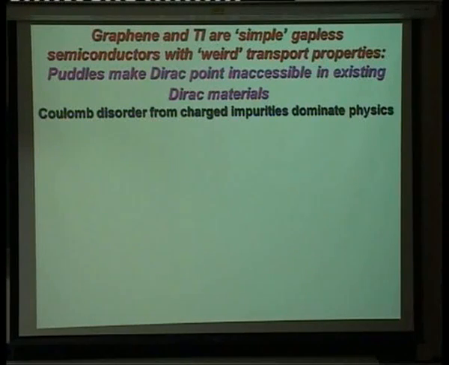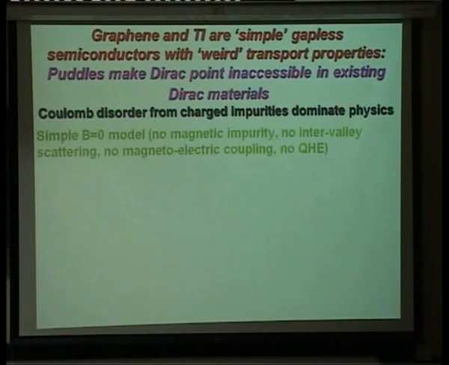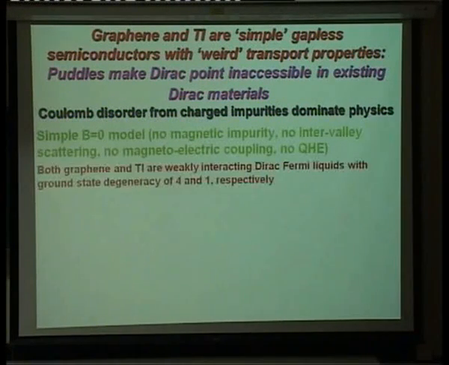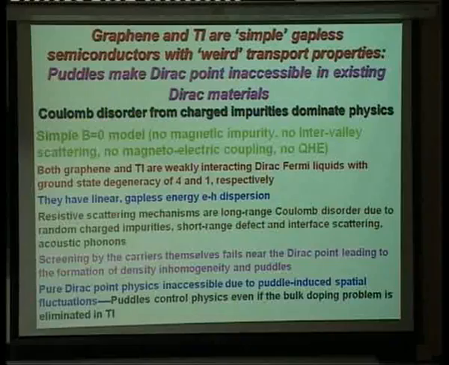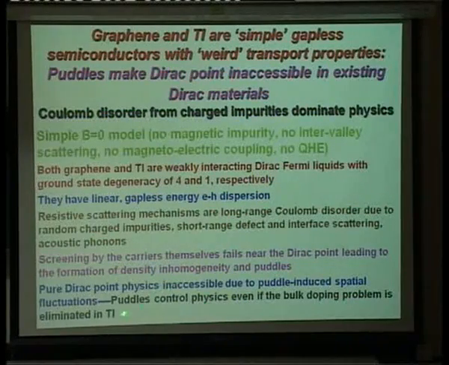And I'll show that this physics plays a very important role at low density, and I personally believe the Dirac point is inaccessible right now. I'm going to explain what I mean by that. So Coulomb disorder from charge impurities will be very important. I already told you the simple B equals 0 model. They're both weakly interacting, so this is just a repeat of what I just said, in a more thorough way. And a theme would be that puddles are very, very important, and I'm going to discuss puddles at great length.